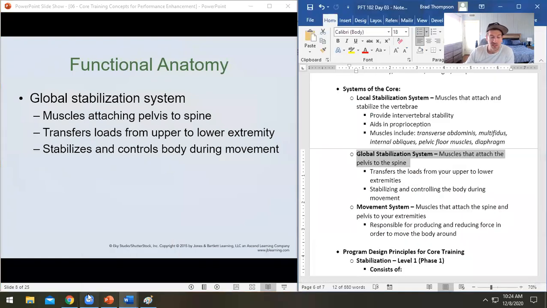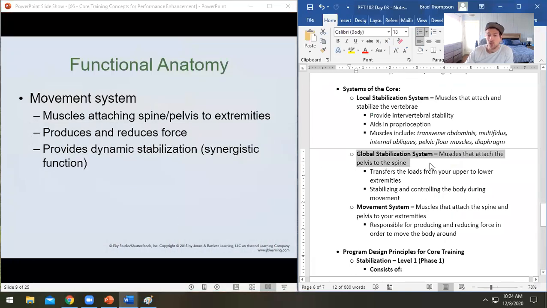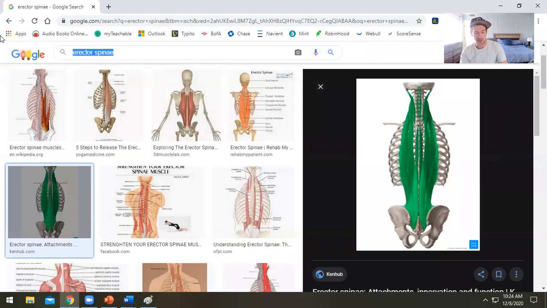Then we want to attach our pelvis to our arms and legs, right? And that's where your movement system comes in, right? This is what people usually have, a strong system. Most people have a strong movement system and they can't stabilize for heck. But these are the muscles that attach your spine and your pelvis to the different parts of your extremities. So your gluteus maximus, your rectus femoris, your hip flexor complex, your hamstrings, even your lats, right? That's part of your core's movement system.